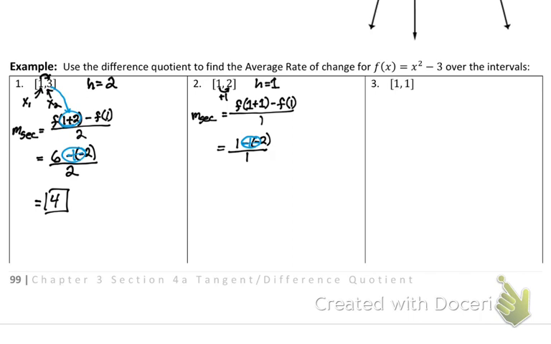Well, that's going to be 1 plus 2, which is 3, so our slope is 3. The final one I asked us to do is going from 1 to 1. Well, to go from 1 to 1, I have 0 units, which makes our h equal to 0.